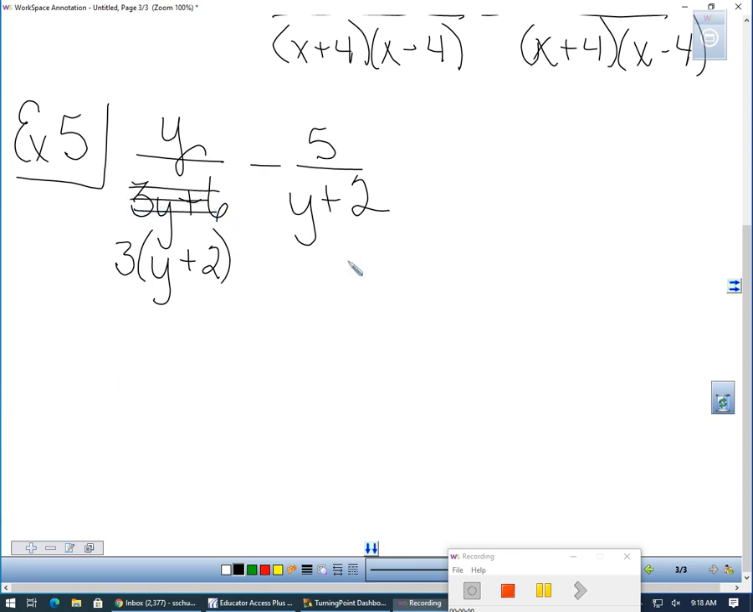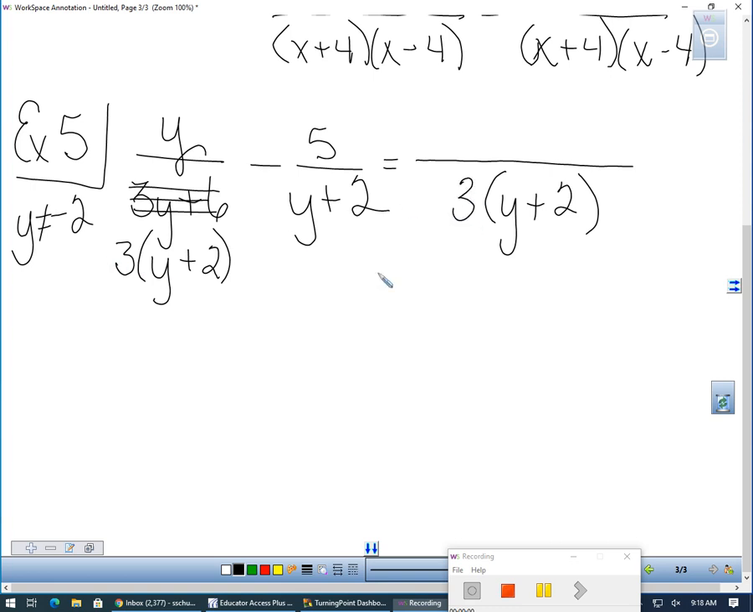State our restrictions. In the bottom, y cannot equal, first one, negative 2. And the second one is also negative 2. All right. Common denominator. What's in common is that factor of y plus 2. And then, of course, we also have a 3. All right. In the first one, I have y. Is this denominator missing either of those factors? It is not. So we just have y.